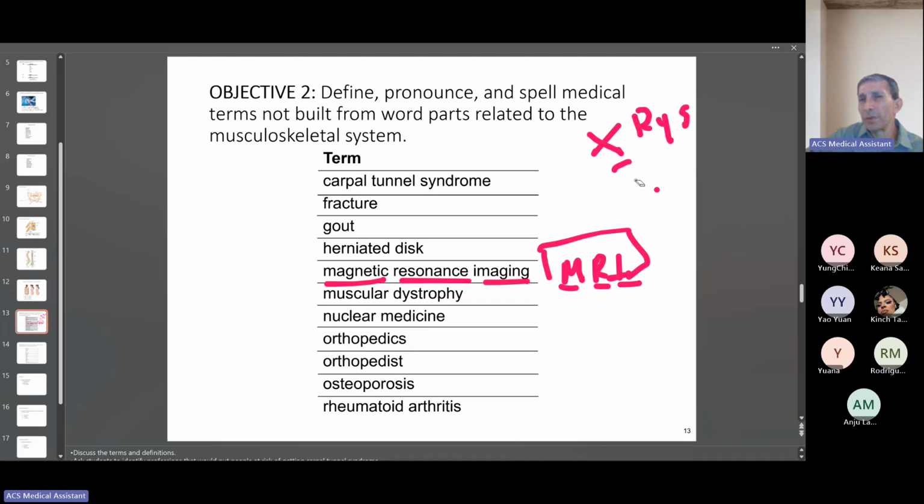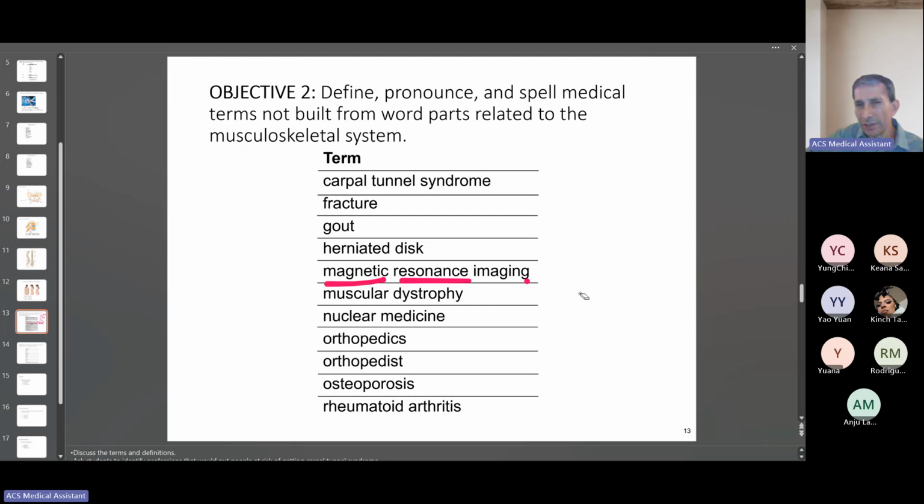So you've got to get familiar with these terms. These terms cannot be divided. We don't say, oh, imaging, we're going to break it down into word parts. Resonance doesn't have one. Magnetic, even though it sounds like it has IC, we don't do it.